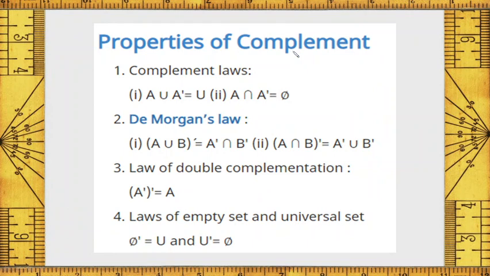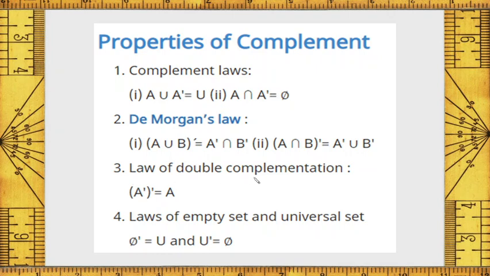Now there are a few properties of complement. Complement laws, first of all, first part, A union A complement. If we take the union of A and A complement, then we always get universal set. And if we take intersection of A and A complement, we always get phi, means empty set. Second, very important, De Morgan's law. Again we have two laws. First one is A union B whole complement is equal to A complement intersection B complement, and the second one is A intersection B whole complement is equal to A complement union B complement.